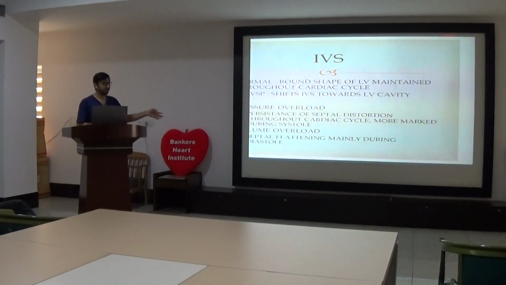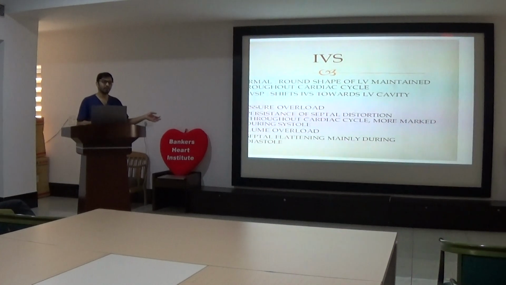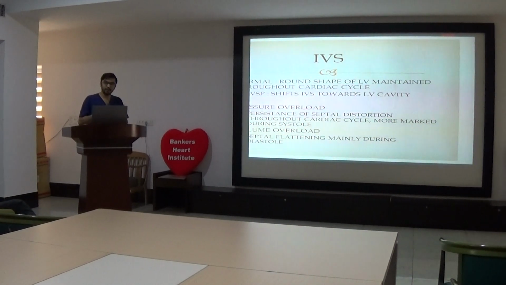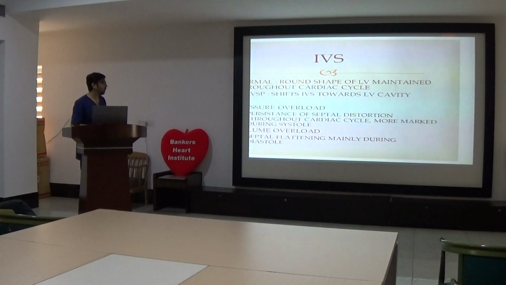Basically, I want to say that when there is RV volume overload or RV distension increases, the interventricular septum bows toward the LV and LV cavity. In pressure overload, septal deviation persists throughout the cardiac cycle, more marked during systole, and in volume overload, septal flattening is mainly during diastole.